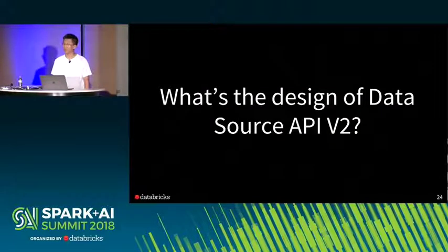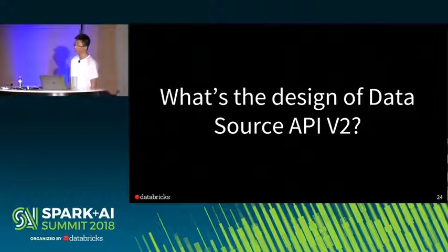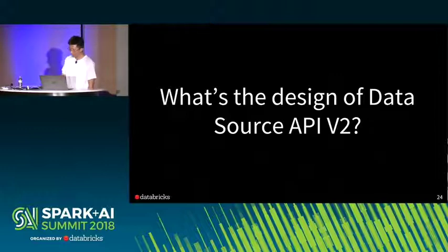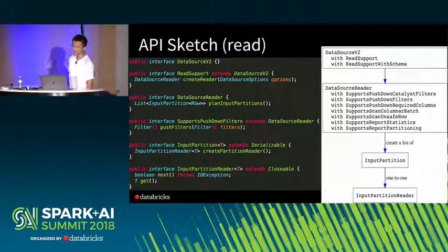So to solve this, in Spark 2.3, we started our work to design a new API for the data. We call it Data API v2. So here is a sketch of the v2 API on the read side. Now we have 4 levels of the API. Each level will create the instance of the next level.